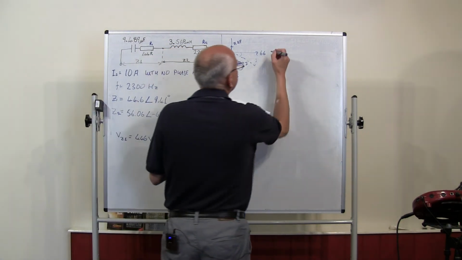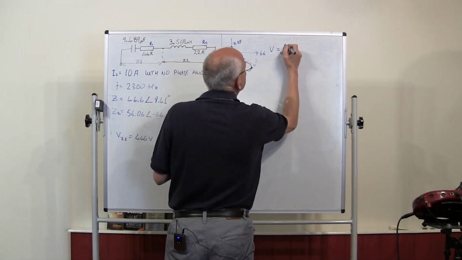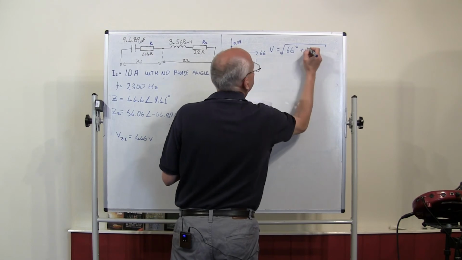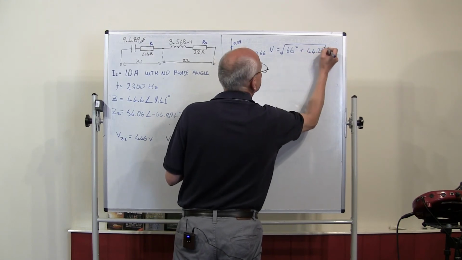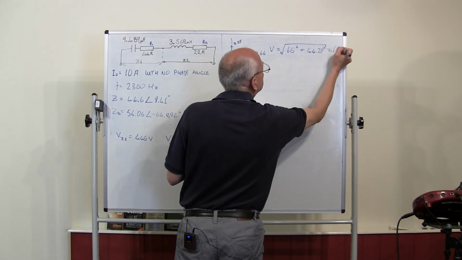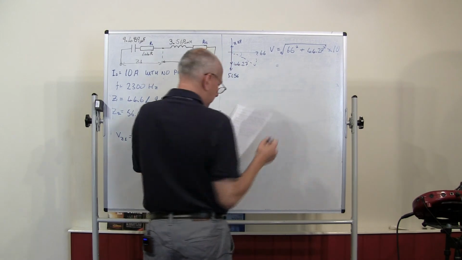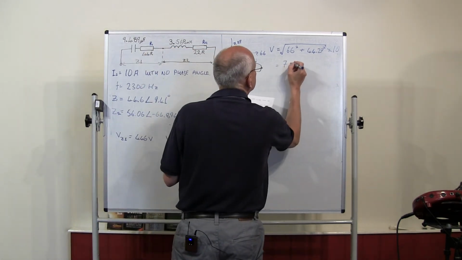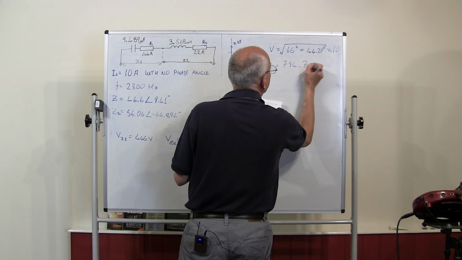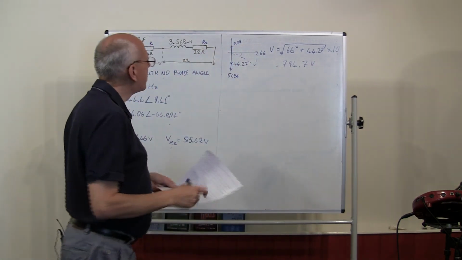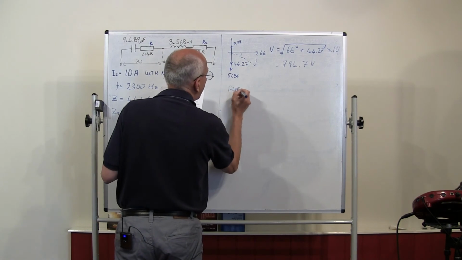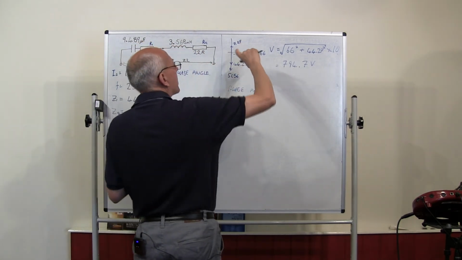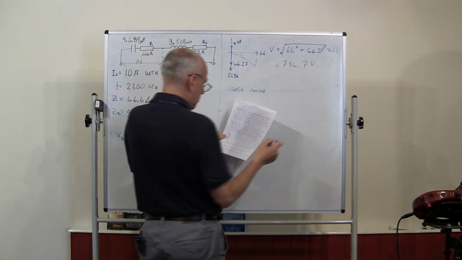My resultant voltage then is going to be the square root of 66 squared plus 44.27 squared times 10 for the current, and that gives me an answer of 794.7 V. Okay, now the phase angle is this bit here, so that's that distance there by that, so that's going to be the inverse of tan.